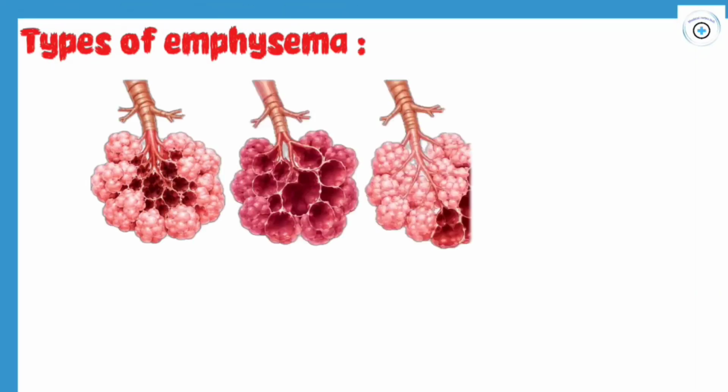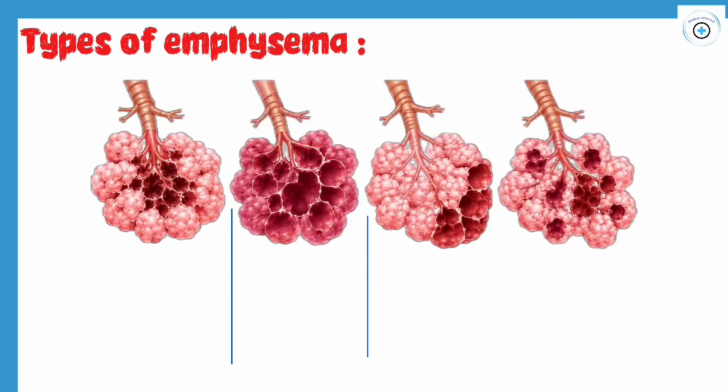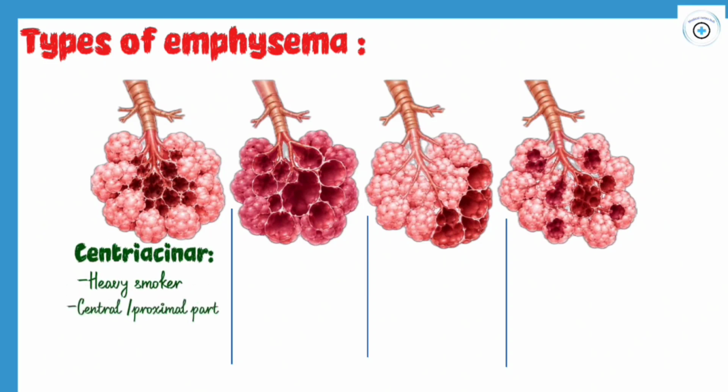Types of emphysema: centriacinar, panacinar, distal acinar and irregular. Centriacinar emphysema is seen in heavy smokers. Central or proximal part like respiratory bronchiole is involved. Mostly upper or apical lung segment is affected.